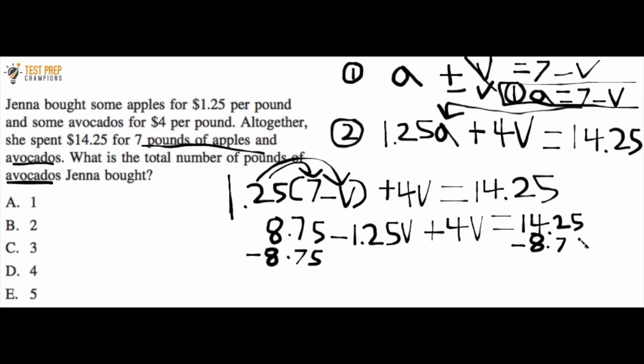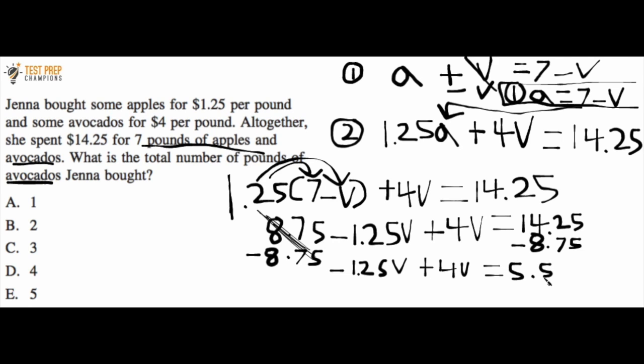What I'm doing right now is subtracting 8.75 from both sides of the equation. The 8.75s cancel out on the left, and whatever I do to one side, I also have to do to the other side. So I'm now left with negative 1.25V plus 4V equals 5.5.